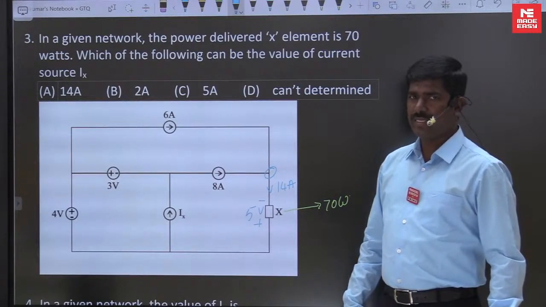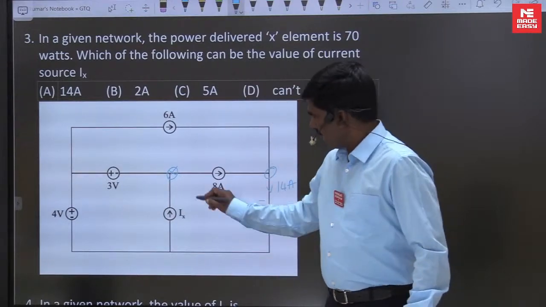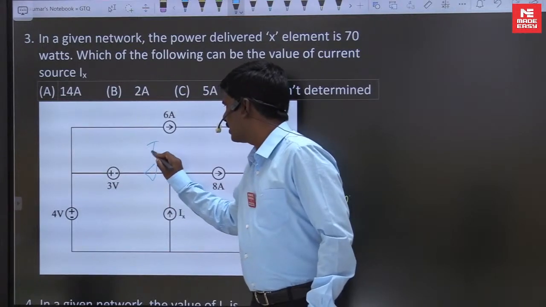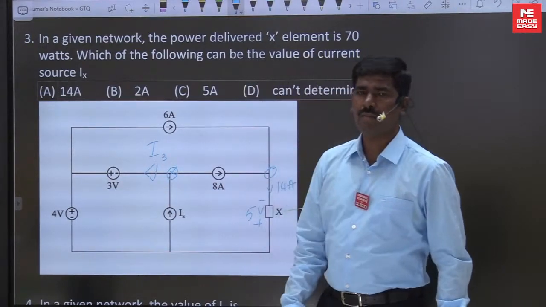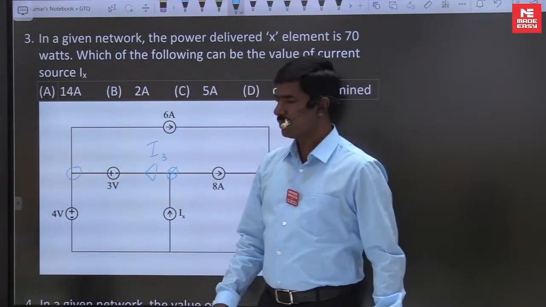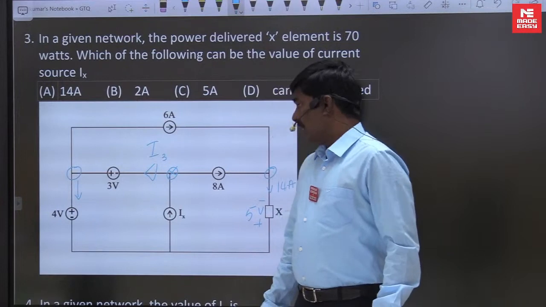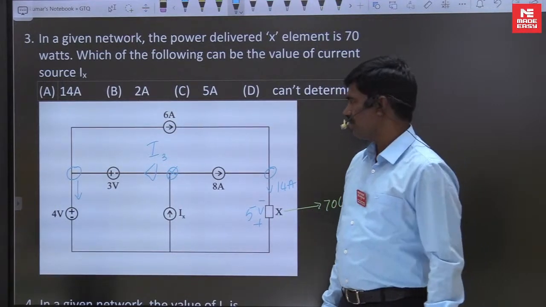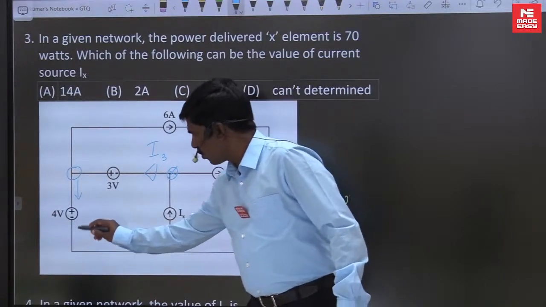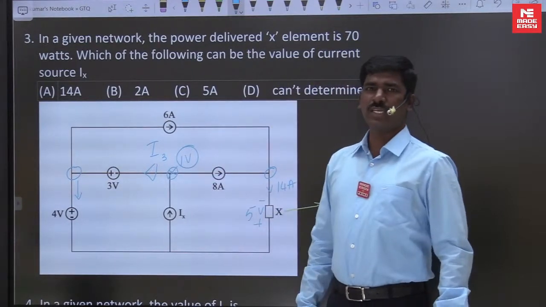For finding Ix, apply KCL at this node. 8 amperes is an outgoing current. We don't know this current I3. How to find I3? If we apply KCL here, this is also unknown. If we apply nodal analysis, if this is 0, this is 4 volts, here 3 volts, minus, this node voltage is 1 volt, no doubt.